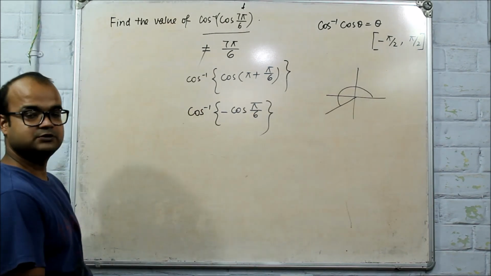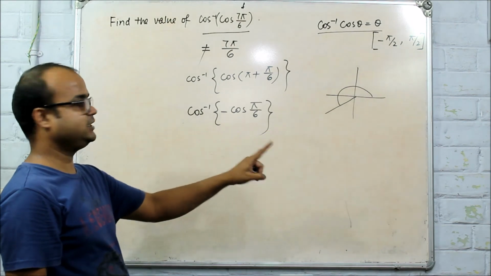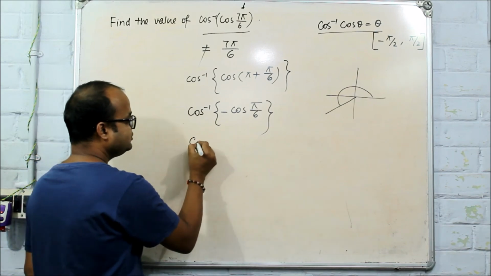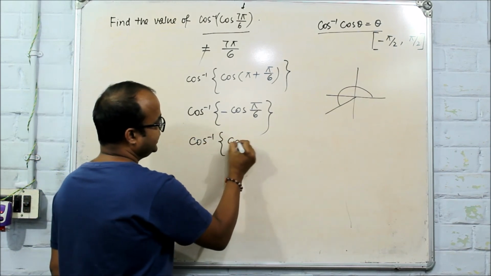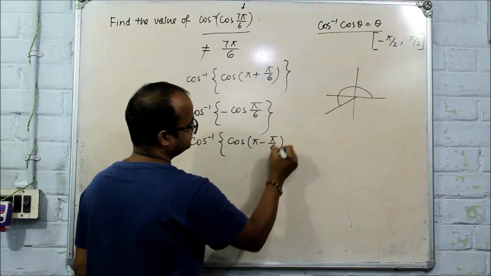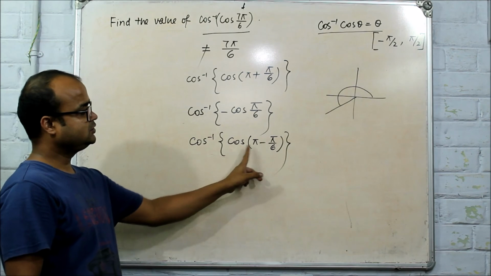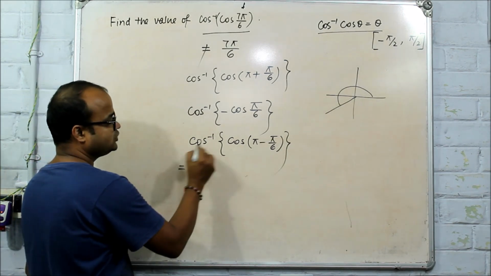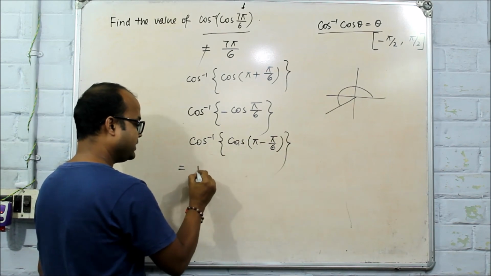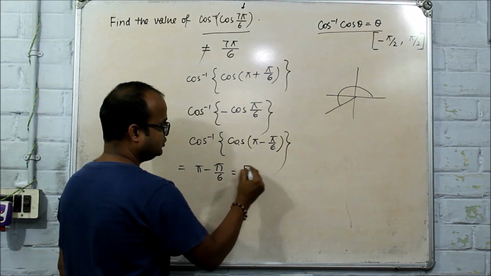Still we can't apply this one, because cos inverse cos theta is theta, but for cos inverse of minus cos theta we don't know the formula. So what do we need to write? We write minus cos pi by 6 as cos of pi minus pi by 6. So cos inverse cos of pi minus pi by 6, now it satisfies the range. So cos inverse cos theta is equal to theta. So pi minus pi by 6 is equal to 5 pi by 6.